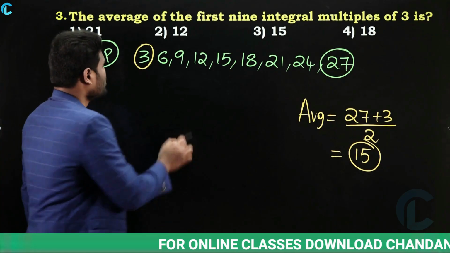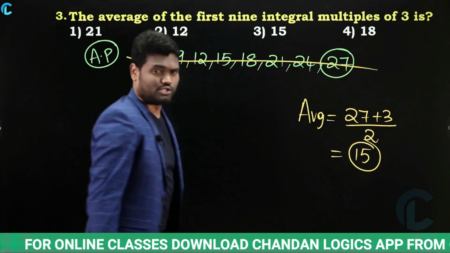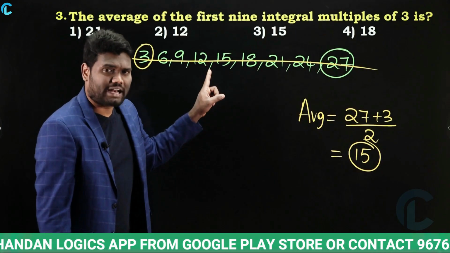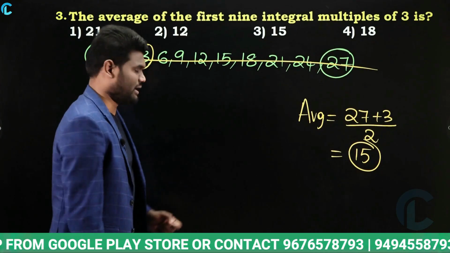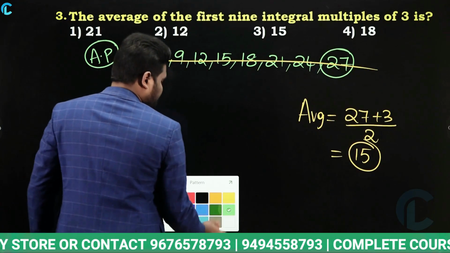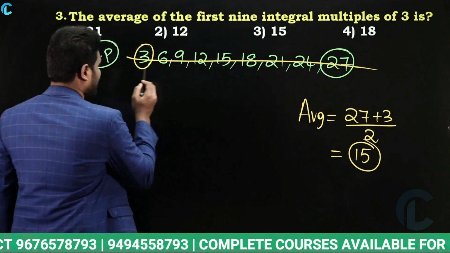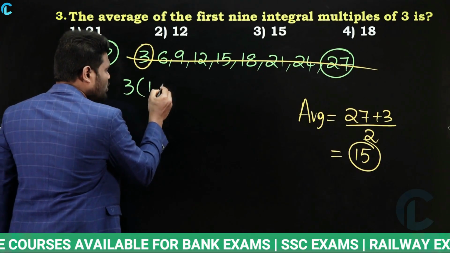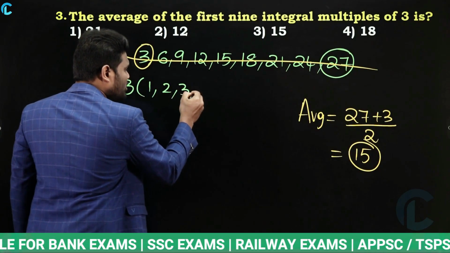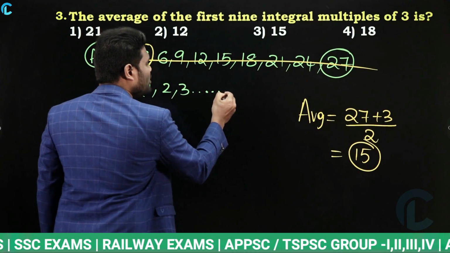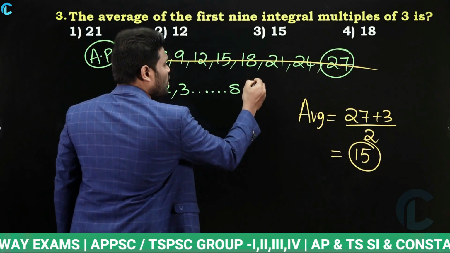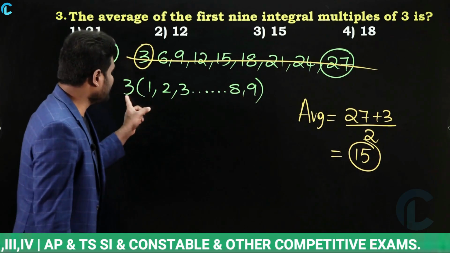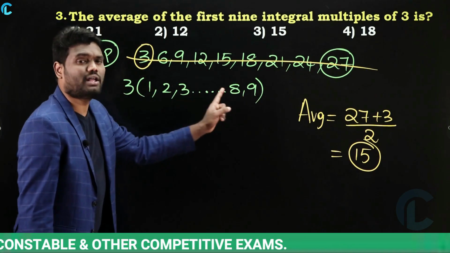And if you observe here, truly speaking, you need not write these numbers at all. If you write these numbers, it's going to be a waste of your time. So instead of writing these numbers, you can calculate it directly as well. Why? Because the question is saying multiples of 3. If I take 3 common, this is going to be 3 into 1, 3 into 2, 3 into 3, and so on, till 3 into 9, because we need multiples of 3 till 9.